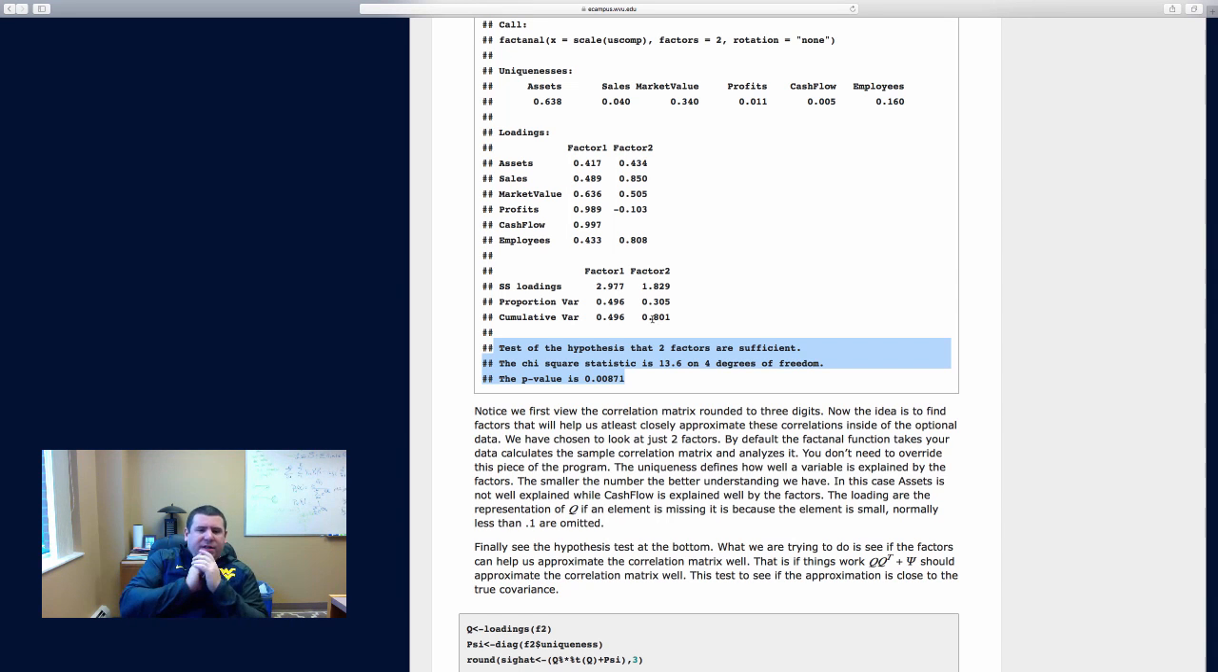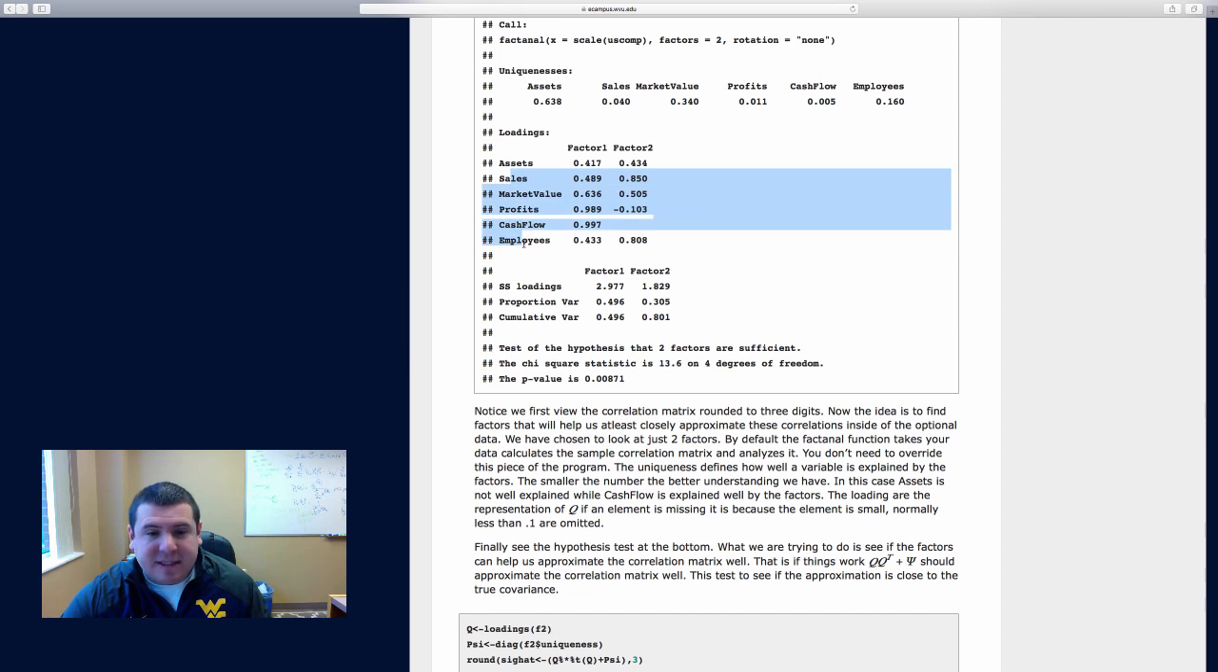Rather than looking at all of these, what I can do is go in and say, okay, it's just profits and cash flow. That's the first factor. Second factor is sales and employees. So let's start using those types of ideas to summarize this rather than trying to use all 6 variables here.